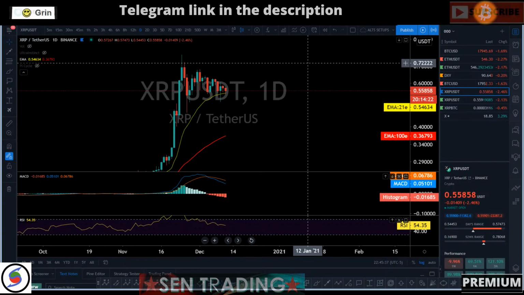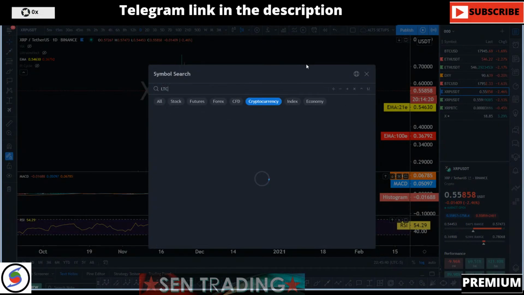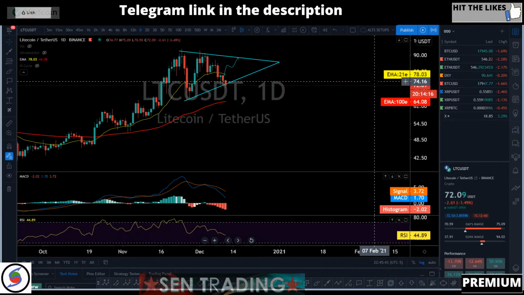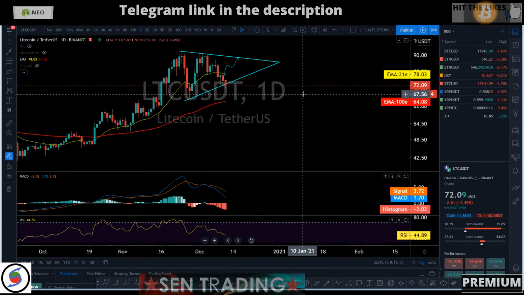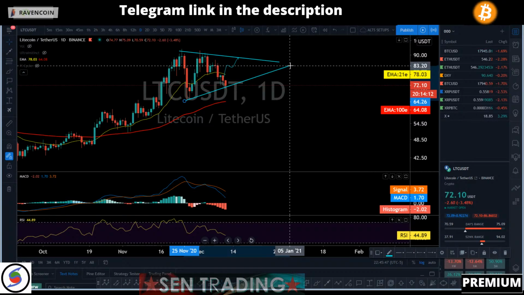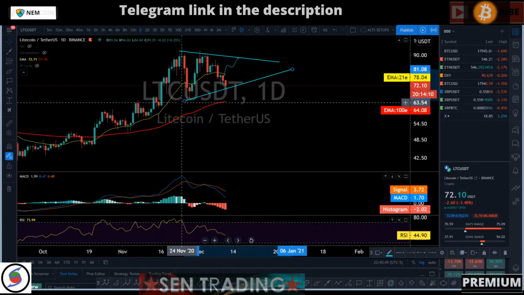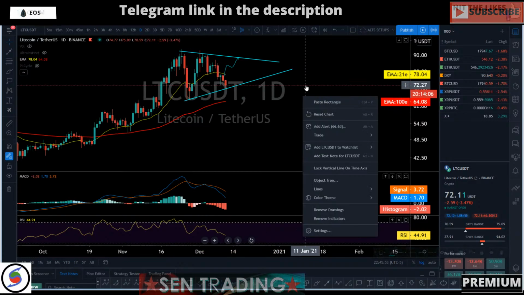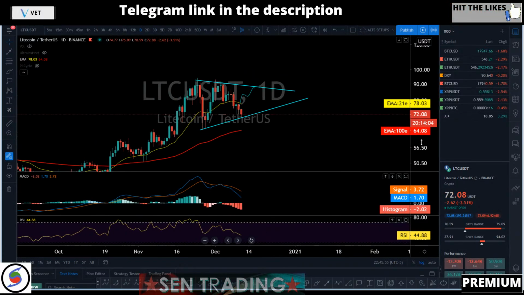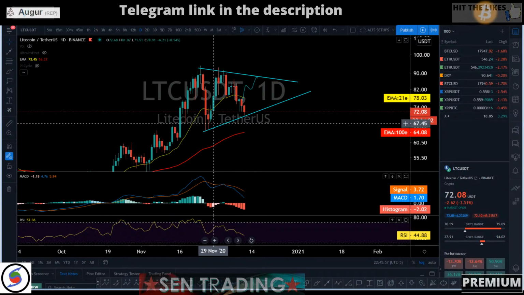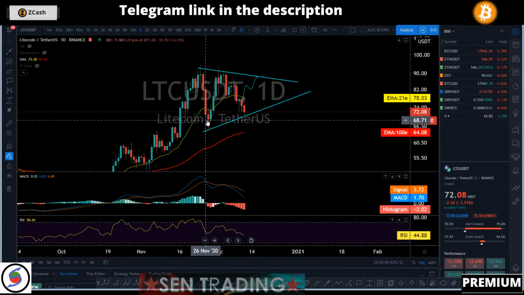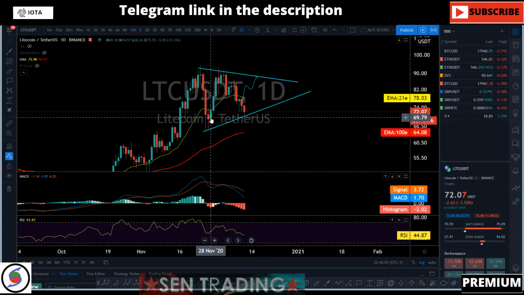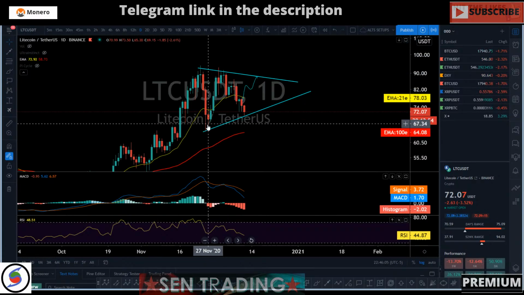So let's check Litecoin really quick. Litecoin is moving in a triangular formation, still in a triangular formation. It seems like it already retested the lows right there, but BTC is not yet retesting the lows right there.